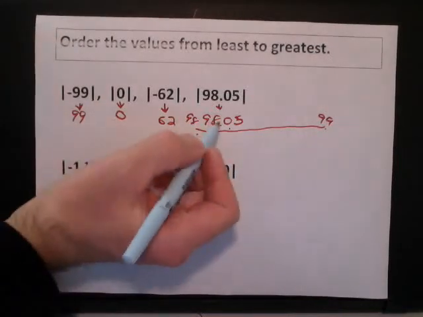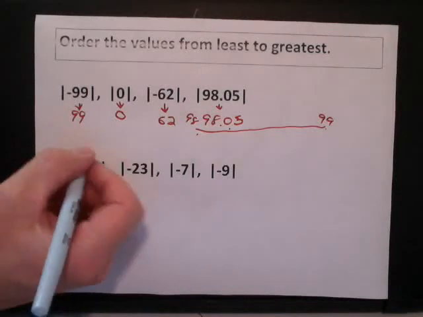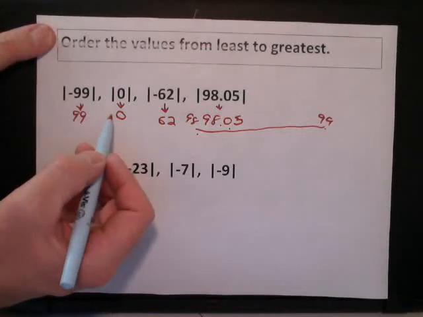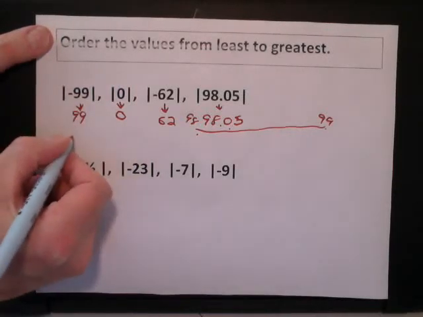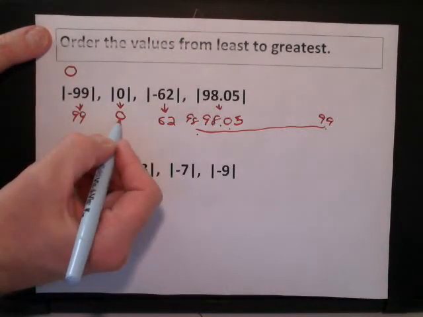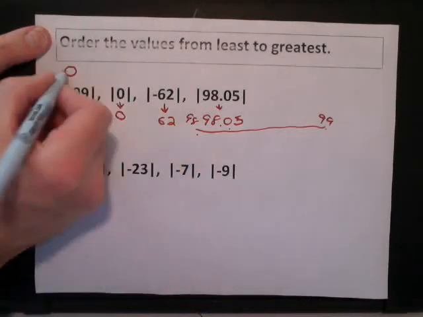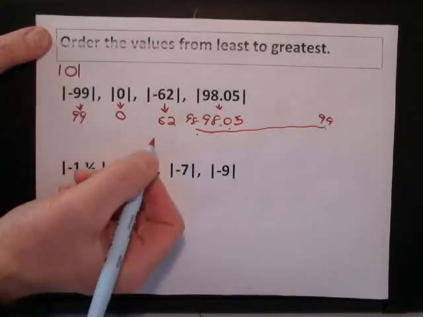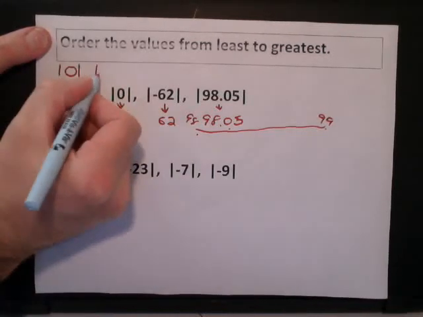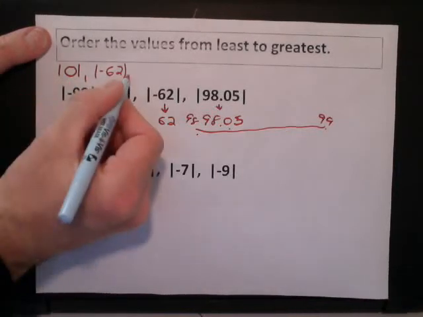So now we have positive numbers that we can look at, and we want to order them from least to greatest. So 0 is definitely the lowest, so we're going to put 0 first because it has a lower value than anything else. Then we have 62. Now remember, we're talking about original absolute value, so we're going to put in our symbols. The absolute value of negative 62 is greater than the absolute value of 0.